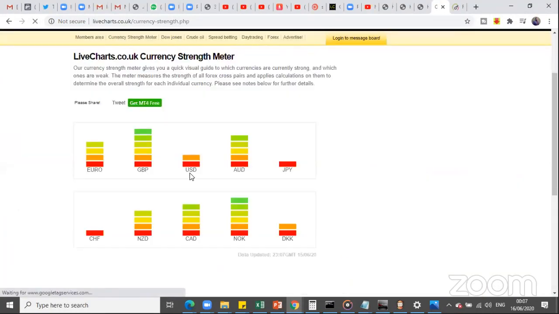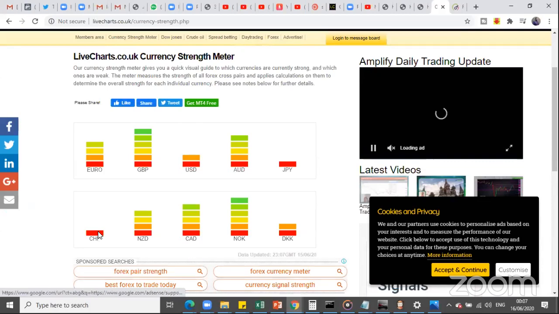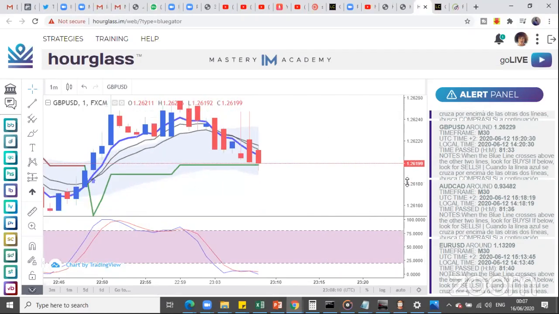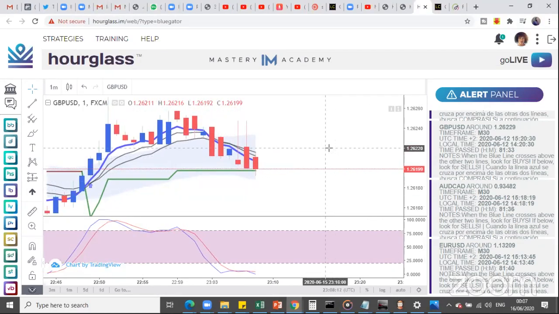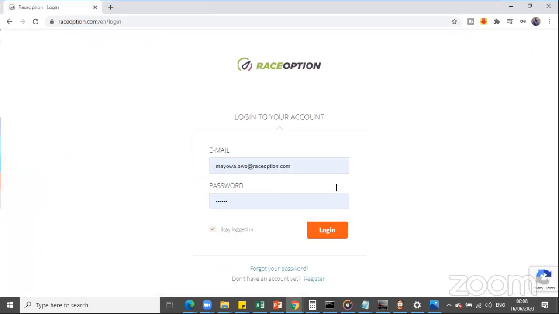You can see that USD has 2, this one has 1, 6, Chef has 1. That means there's something that will be happening in the next few minutes. Okay, so I'll be waiting for this to really push up. If it closes on a bullish move, then we're going to go in on a buy.